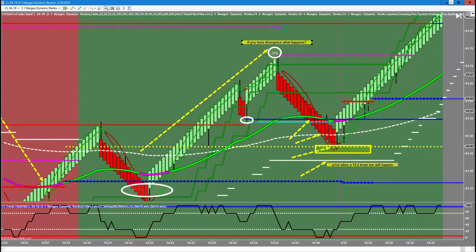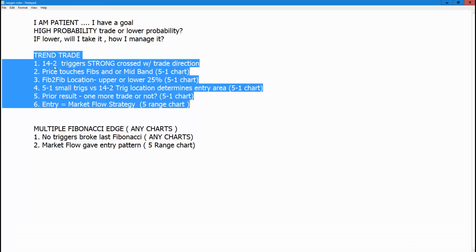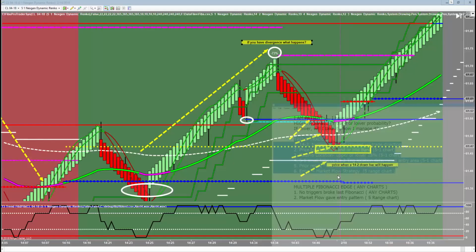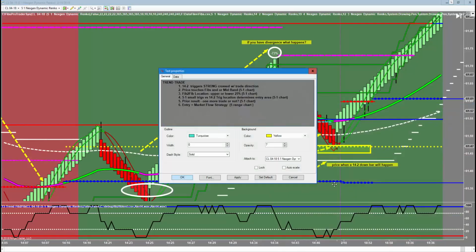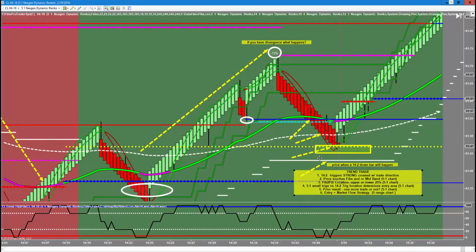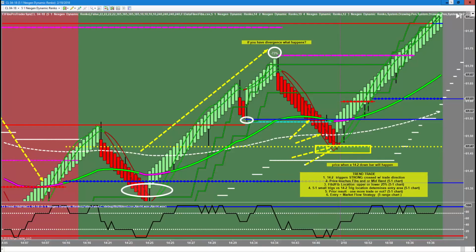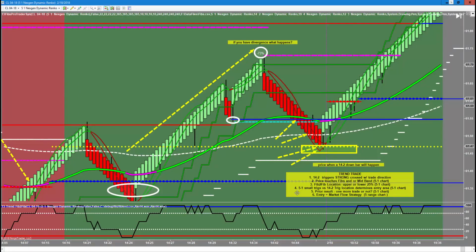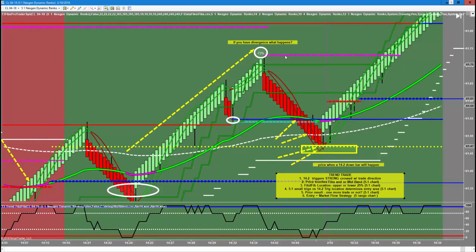So when we're going to do that trend trade, and again, I'll copy and paste the trend trade rules, you're going to be like, well, where do I go long from? If you go long too early, you will get stopped out, only to watch it run away with all your money. So again, number 4 on here is: where are the small triggers relative to the 14-2 triggers? They're below. So you don't look at the mid-band, you don't look at the fib. Once you get into this window, where the box is here, this is the window where you start turning on your strategy, and if it generates a long signal, you go long.